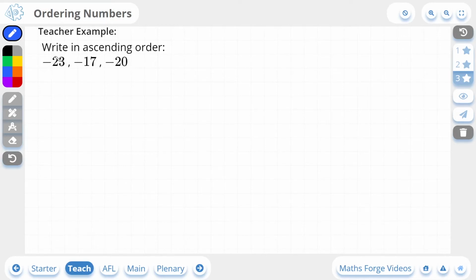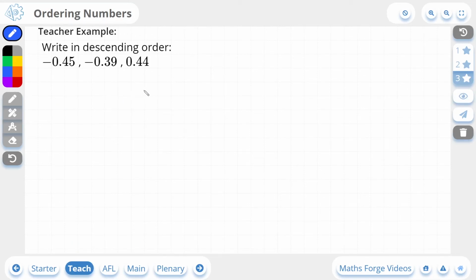Well, 23 appears to be the largest, but since it has a negative symbol in front of it, it's actually the smallest. So I'm going to write negative 23 first. And then the next smallest number, since it's a negative, is negative 20. And of course, the largest number out of the three is negative 17. So negative 17 is the closest to 0 on the number line. So therefore, it is the largest out of the three. And if we just check our answer, there it is.